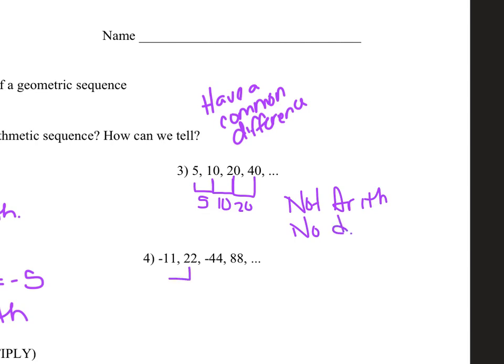Okay, how about this one? Well, this one is crazy because it's negative then positive, negative, positive, negative, positive. There's no way this could be arithmetic. But just to show you, this is going up by 33 here, and then from here to here we're going down 66, and then from here to here we're going up 132. Yeah, there's no way. So it's not arithmetic. An arithmetic sequence is a sequence that has a common difference.